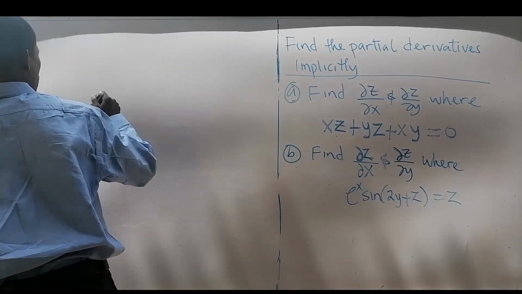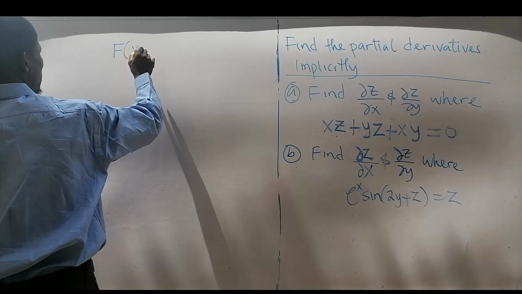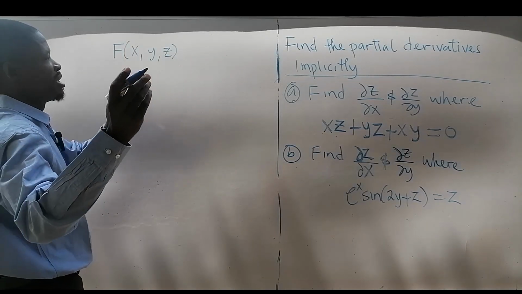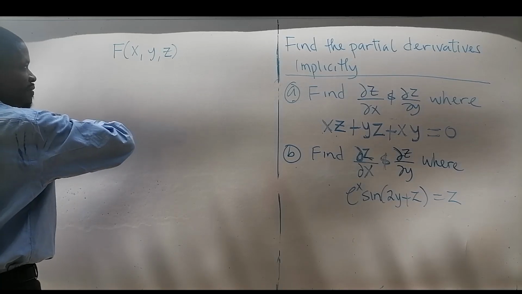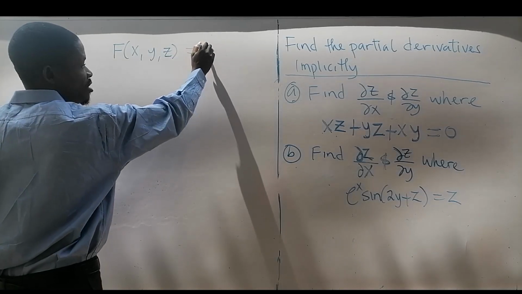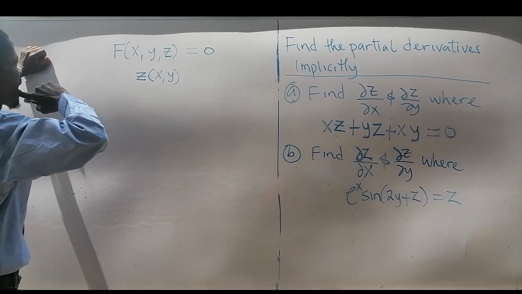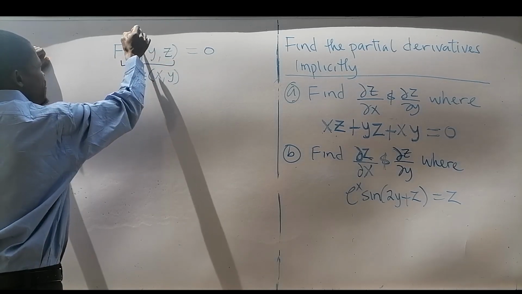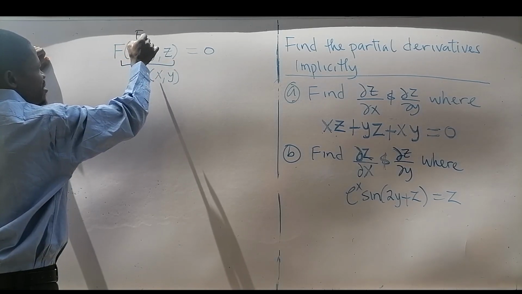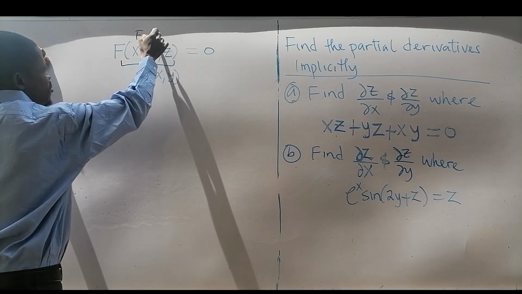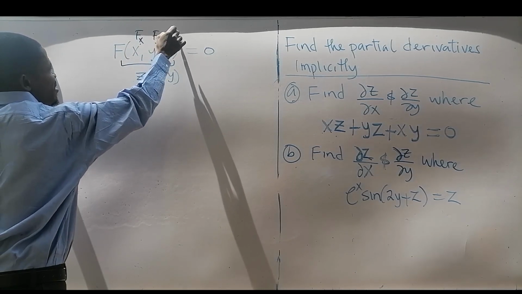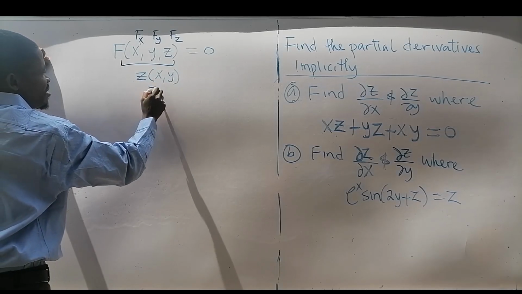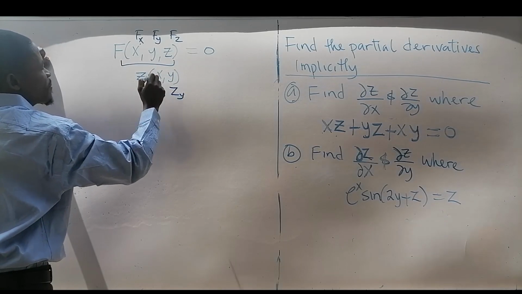I'm going to start from here. If you have three variables, what you do in this case is to bring all your equation to one side, the left side, and equate it to 0. Don't forget that we are going to have these three functions: f subscript x, f subscript y, f subscript z, and likewise also z subscript x, z subscript y.